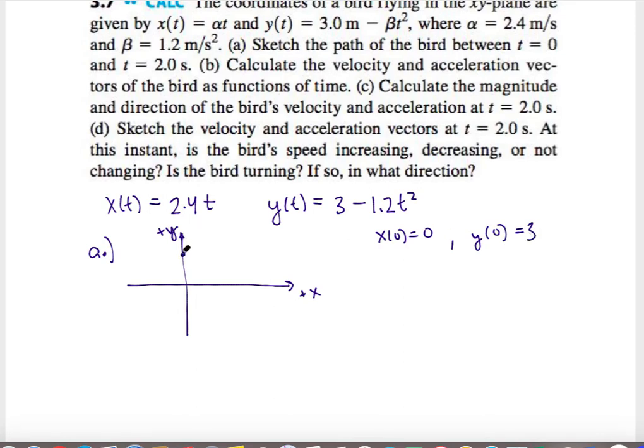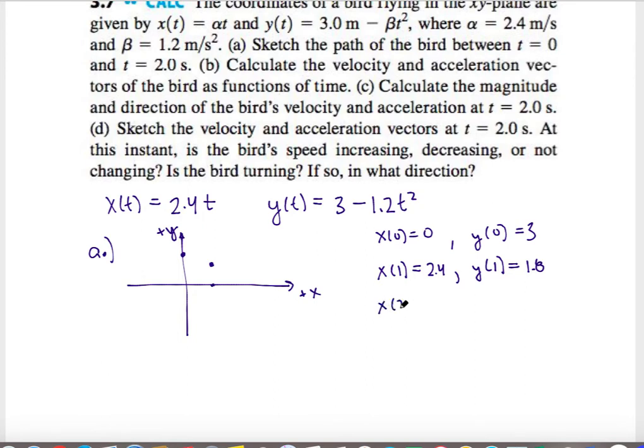So we'll start and we'll say here is my first position. Then I'll just go ahead and say at x equals 1, my x coordinate is 2.4, and at y of 1, my y coordinate will be 1.8. So let's see. If this is 3, then 2.4 is about right here, and 1.8 is about right there. So here's my second point.